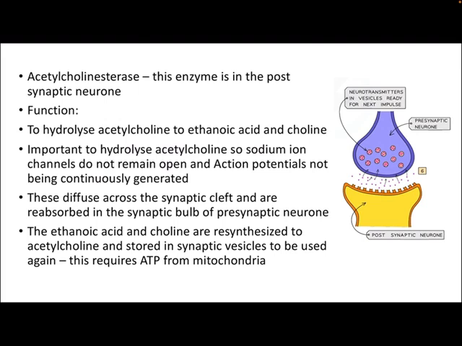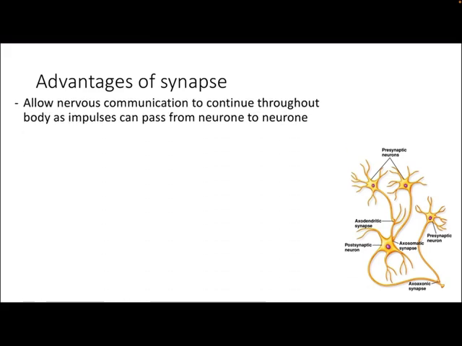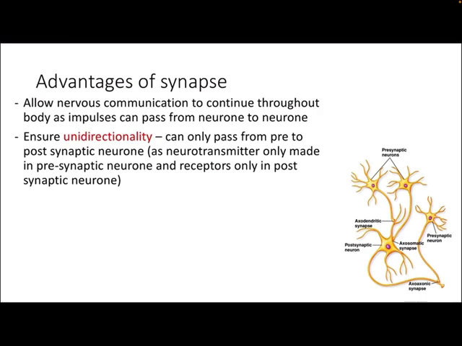So the advantages of having the synapse: it allows nervous communication to continue throughout the body as impulses can travel from one neuron to the next. It ensures unidirectionality, so the action potential can only pass from the pre to the postsynaptic neuron, as neurotransmitters are only made in the presynaptic neuron and the receptors are only found in the postsynaptic neuron.